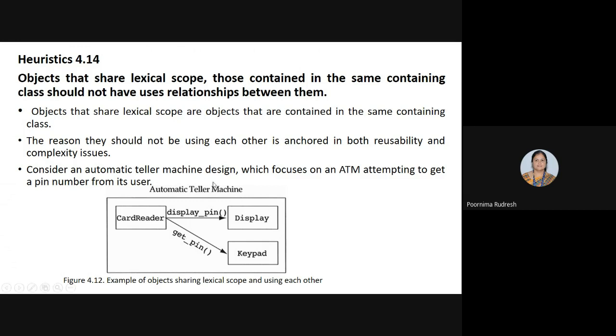So the card reader has nothing to do with the display screen or the keypad, right? And if I want to reuse this card reader in a security door, then what happens? You know that the ATM is placed in a room. In some ATM systems, before entering the room where the ATM is placed, there is a door, right? To enter that room, you have to insert the card, and only then the door opens, and only then you can move near the ATM machine.